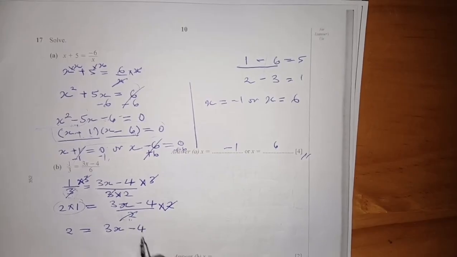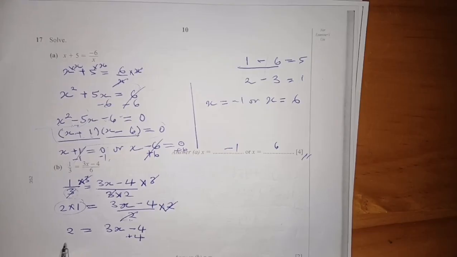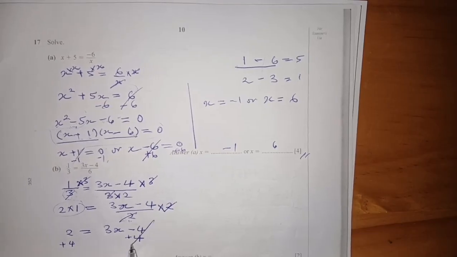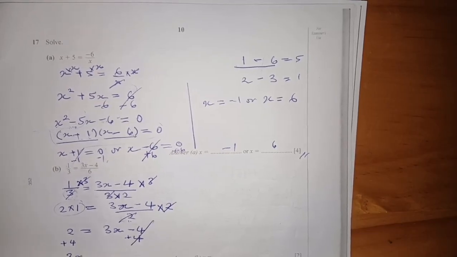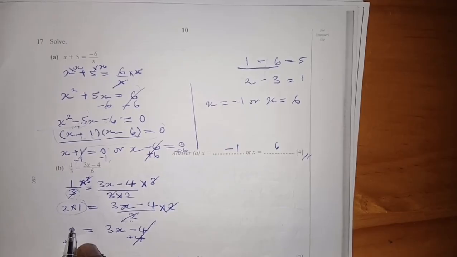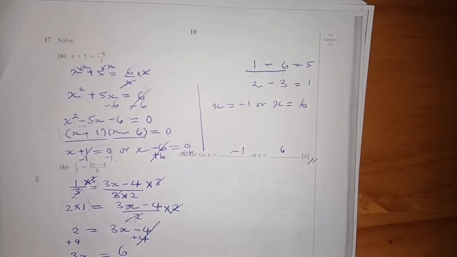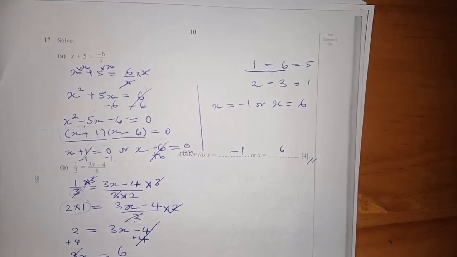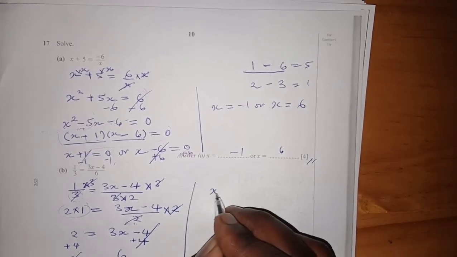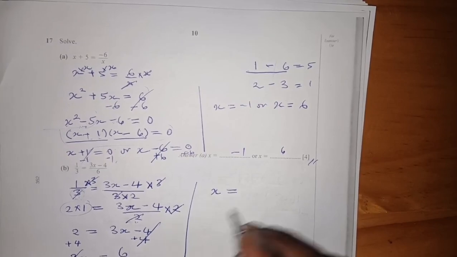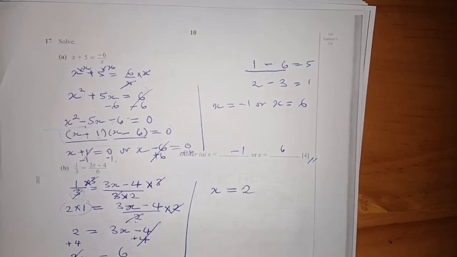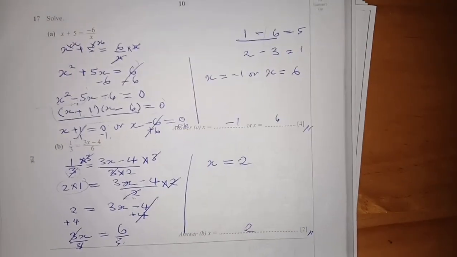3x minus 4. Now let's add 4 on both sides of the equation so that this one is gone. Then you have your 3x being equals to 2 plus 4, that's 6, all over 3. This 3 is gone. Then you have now your x to be equals to 6 on 3, it's 2. So your x is equals to 2. 3 marks. Take them away.